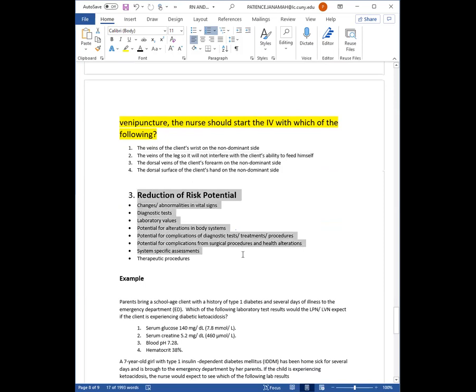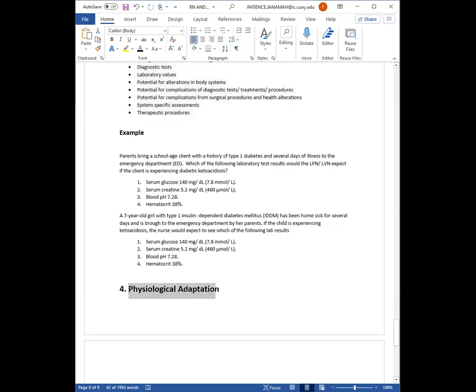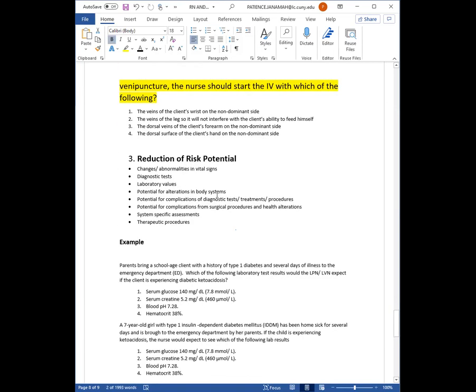Can we talk about risk reduction and then physiologic adaptation, and we are done? I know we are tired right now, but let's finish up. So reduction of risk potential, changes or abnormalities in vital signs. So you should know when my blood pressure is dropping, it makes sense to elevate my legs.